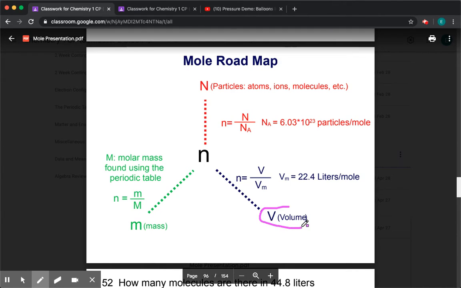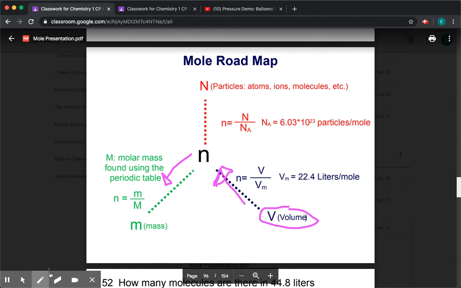I can start you here at volume, and from volume, I can ask you how many grams of something you have. Grams is mass, which means I'm asking you to go from volume to mass. To do that, it's two steps. First, you need to go from volume back to moles, and then from moles to mass. Okay? So now we can start doing multi-step problems now that we learned the three sides of the triangle. So that's what's going to start happening.